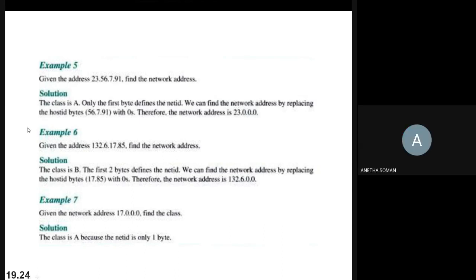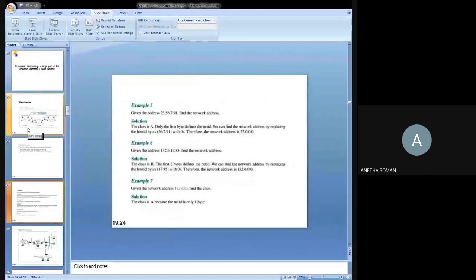Class A. So you have to first identify it as a class A address. Now you should remember, in class A, how many bytes are used as net ID and how many bytes are used as host ID? One byte. Okay, the remaining 3 bytes are for the host ID.